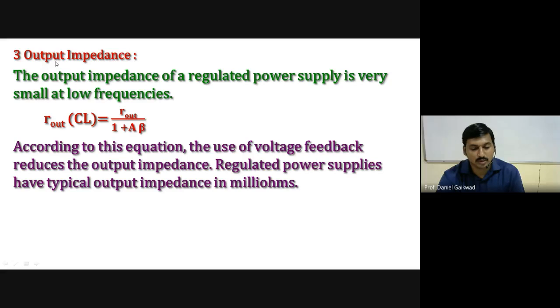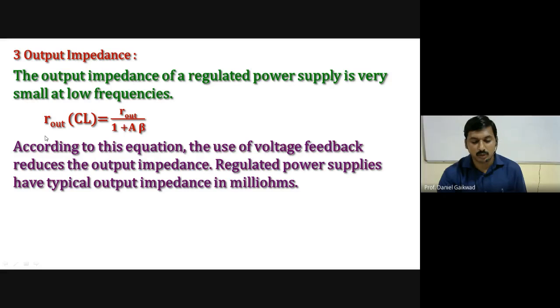Now we have one more formula, called output impedance, which is also given directly in your syllabus. The output impedance of the regulated power supply is very small at low frequencies. Output impedance means the opposition to the flow of AC by inductor, capacitor, and resistor all together. So it is one type of resistance to the AC. We have r_out, and CL stands for closed loop: r_out,CL equals r_out divided by (1 plus A beta). A is called gain and beta is called the feedback factor. So this is the calculation for the output impedance.